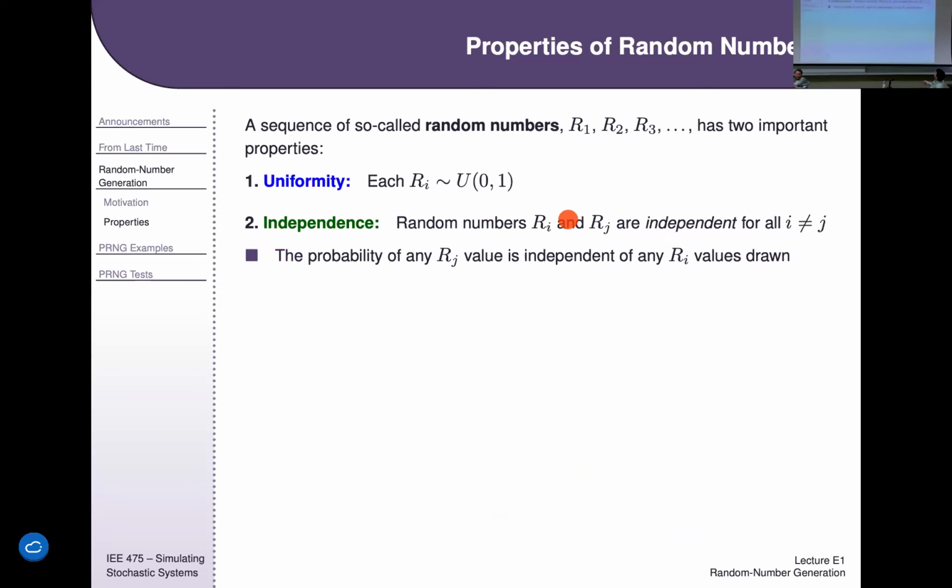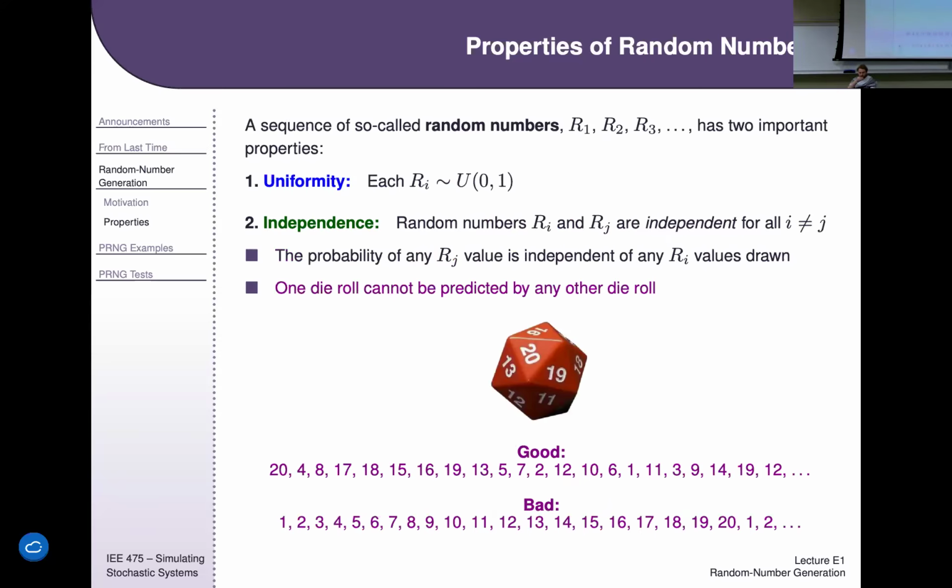So we want to make sure that they're independent. So the probability of any later value is independent of any former values. An example of that is a good die roll. This top one here, there's no pattern. But the bottom die roll, the numbers are counting. It is uniform, but the numbers are counting up.